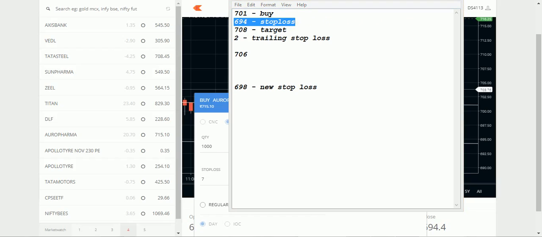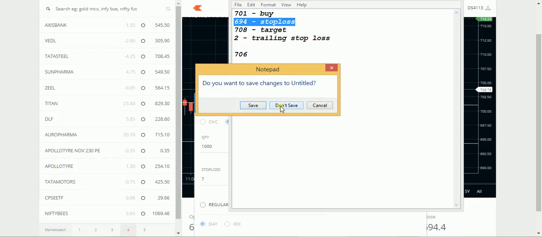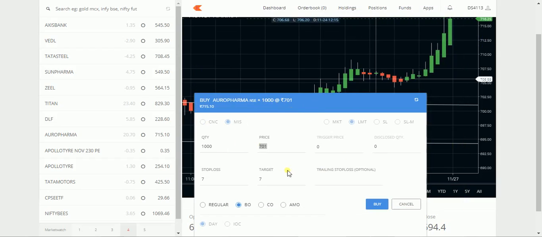So let's see how to place a bracket order. Let me exit this. So this is my bracket order screen. Bracket orders will always be limit orders. This is the quantity which I'm placing, 1000, and the price, we already know, is the high of the 915 candle. So it is 701. I'm keeping a stop loss of 7 and a target of 7, and a trailing stop loss of 2 rupees, and just hit buy.